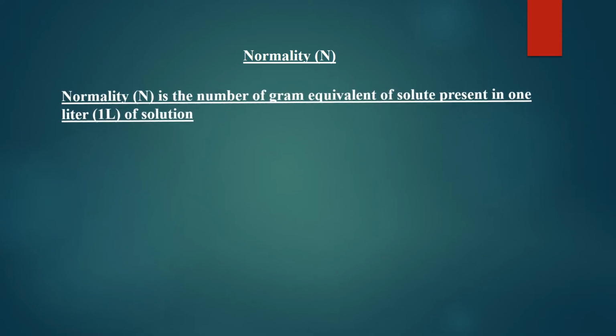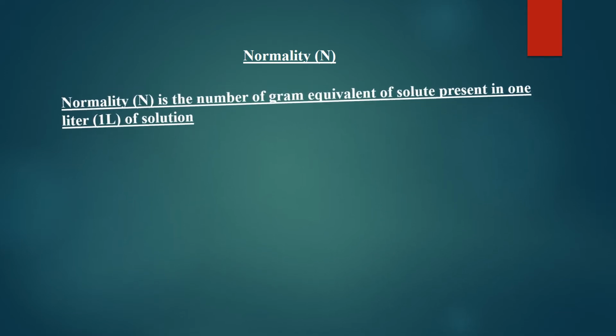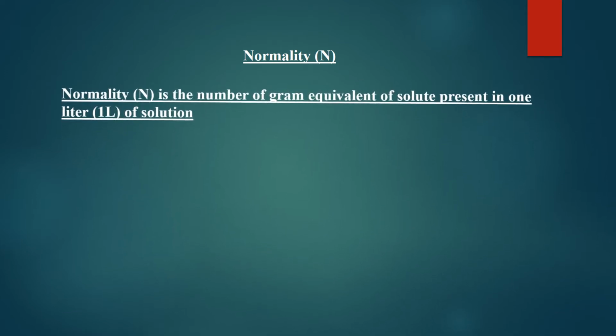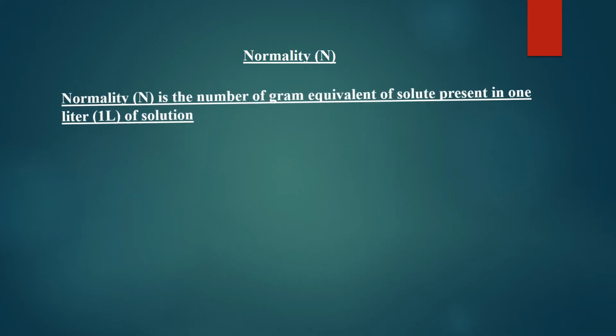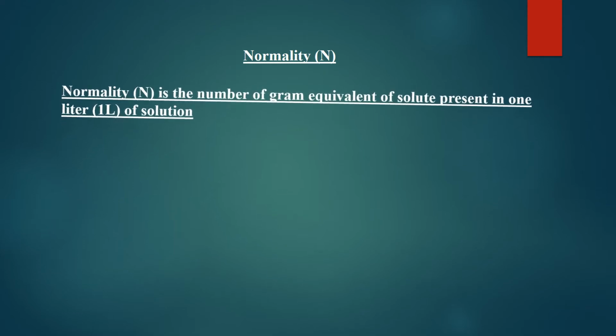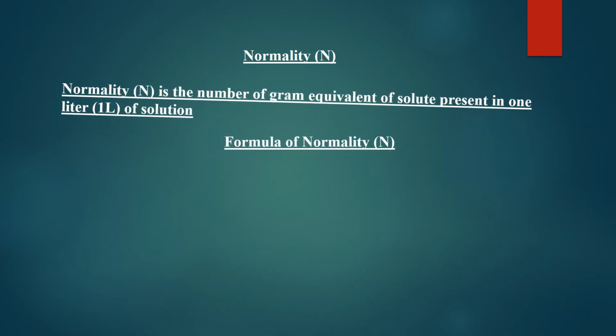Normality is described as the number of gram equivalents of solute present in 1 liter of a solution. It is similar to molarity but uses the term gram equivalent weight of solute rather than number of moles of solute. Let's discuss the formula of normality.